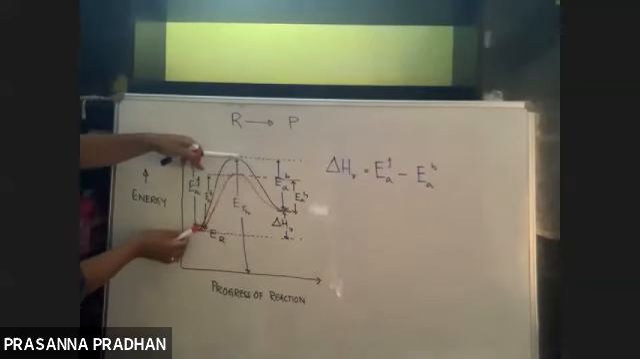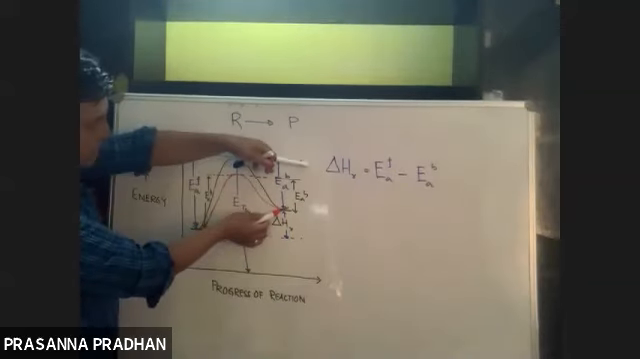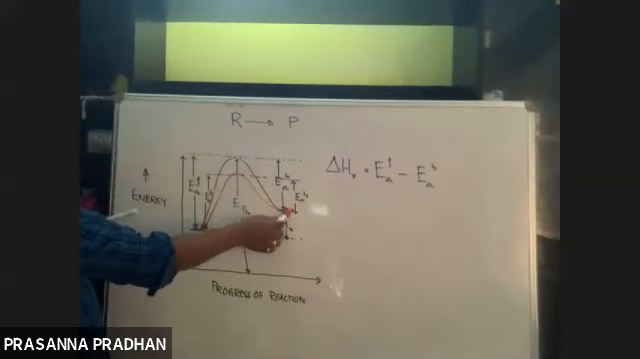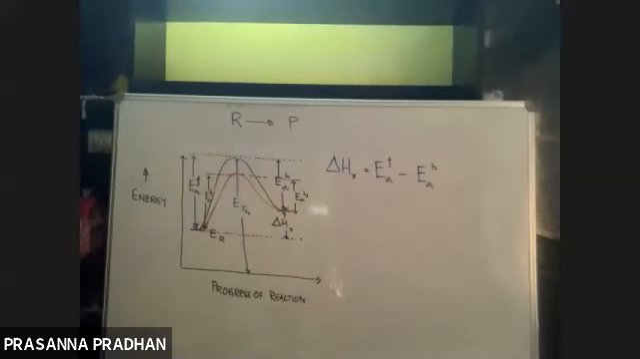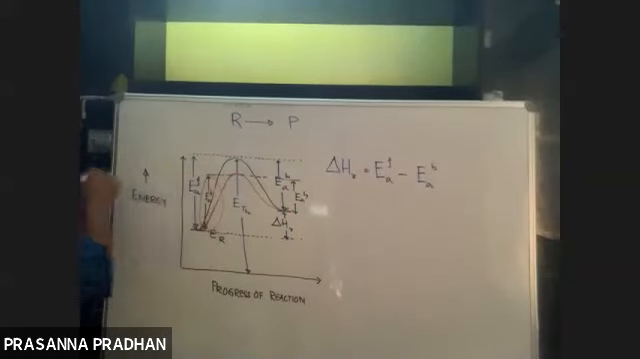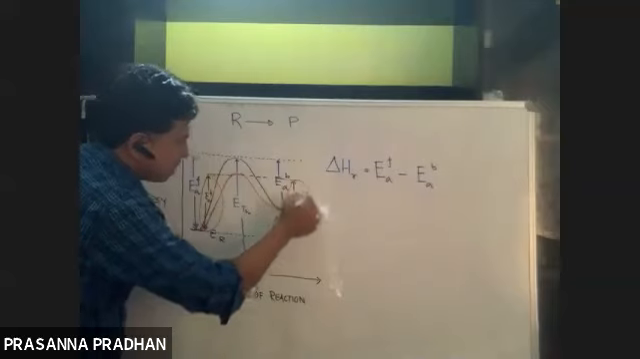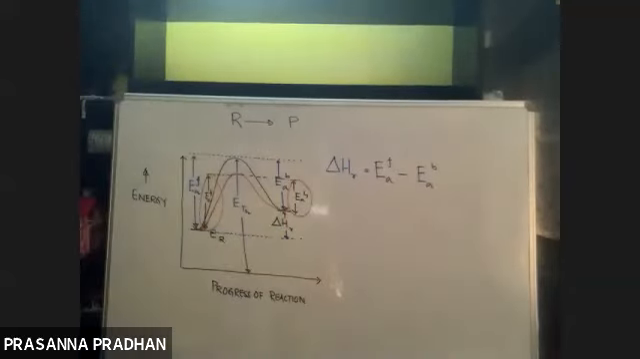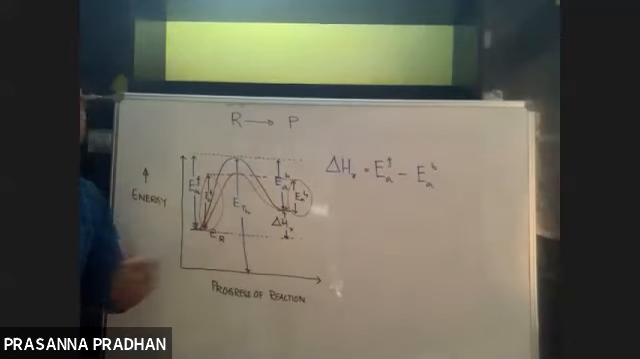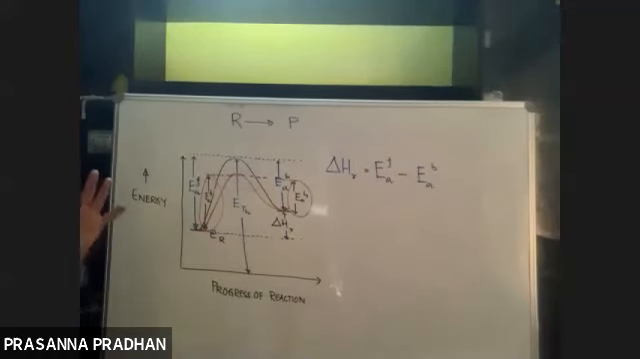Now again, what is this EAF in presence of catalyst and this EAB in absence of catalyst equal to? What is this difference equal to? This minus this equal to this equal to what? Delta H. Delta H.